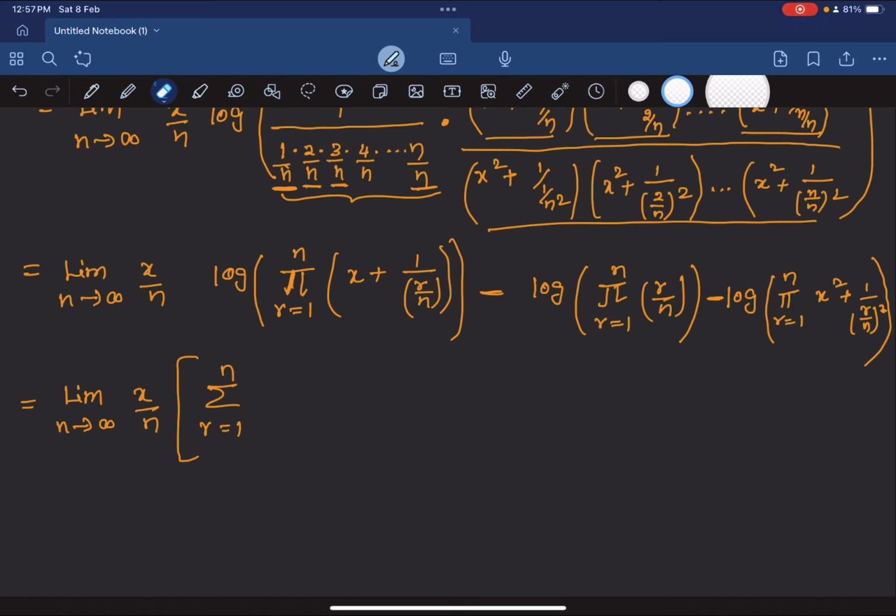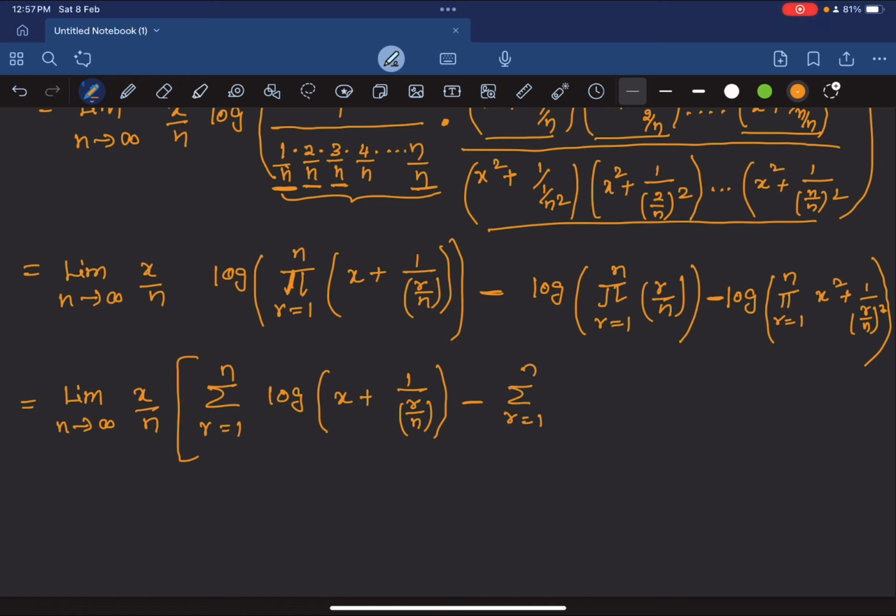So this will be sum r equals 1 to n log of x plus 1 by r upon n, minus similar thing with this, r equals 1 to n log of r upon n, minus r equals 1 to n log of x square plus 1 by r upon n whole square.